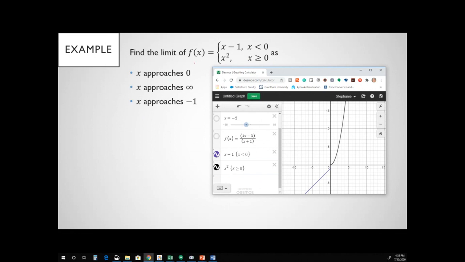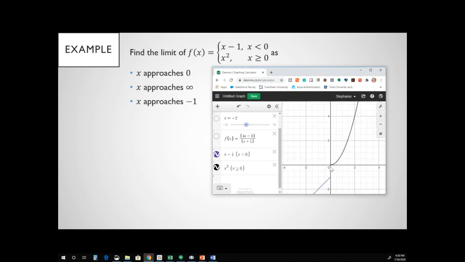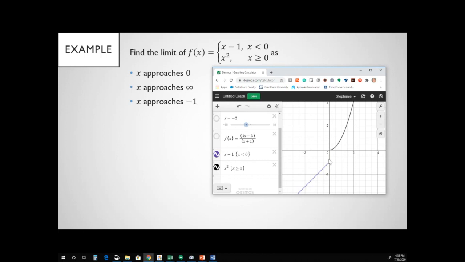So as x approaches 0, so as you're heading to 0, you can see at 0, we don't line up. One side has a y value of 0. The other side has a y value of -1. So these don't line up. So because it does not match on either side, our limit as x approaches 0 does not exist. So there's a gap there and it doesn't match.